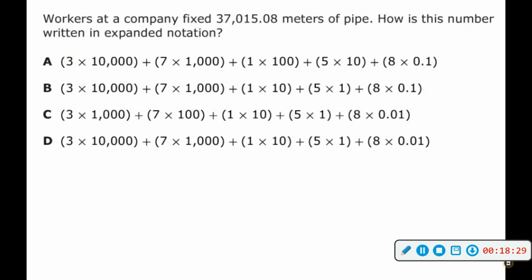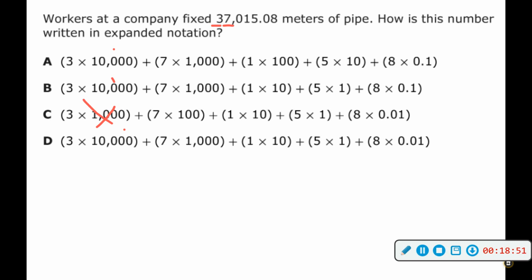Workers at a company fixed 37,015 and 8 hundredths meters of pipe. How is this number written in expanded notation? We could just do check marks off. If you're good enough at this, you could just say the 3 is in the 10,000s place. This is wrong because it's not in the thousands place. Everything else is correct. Move on.